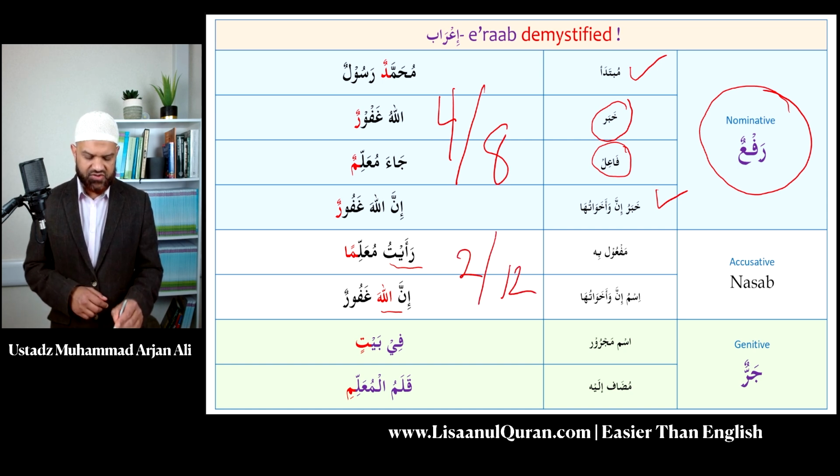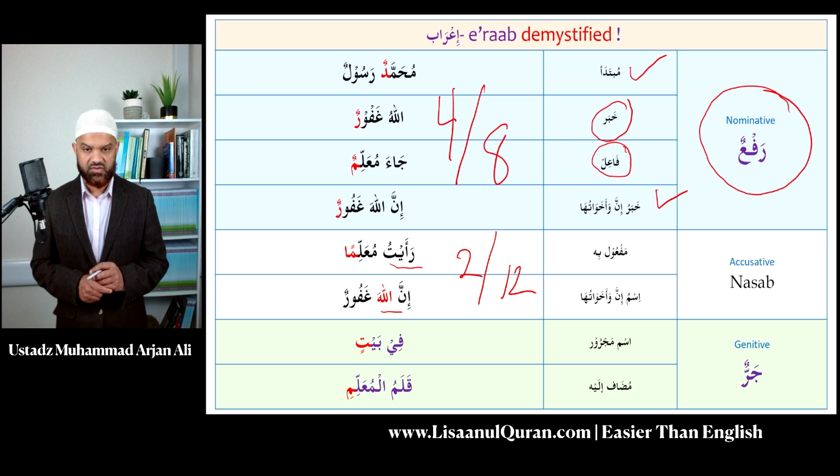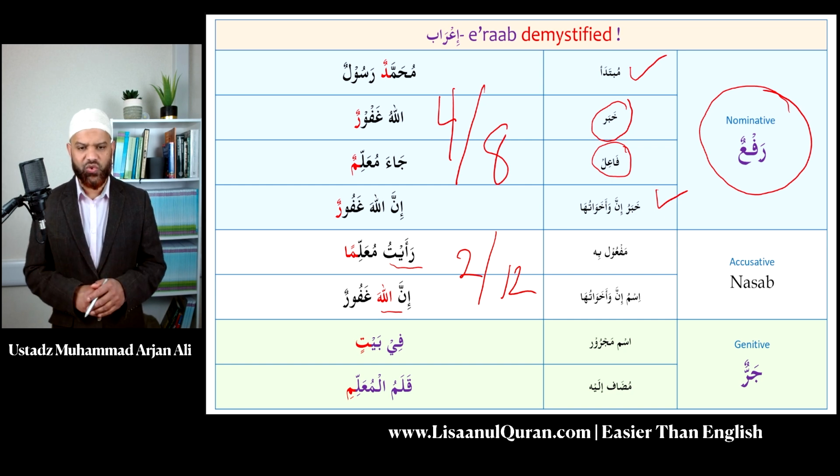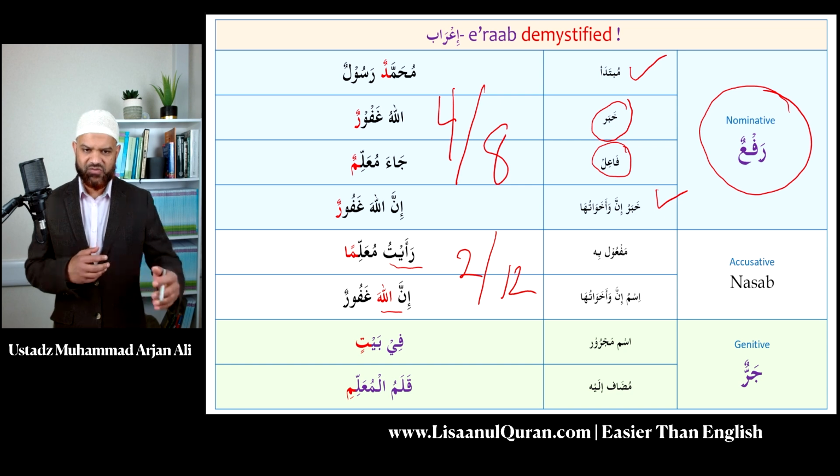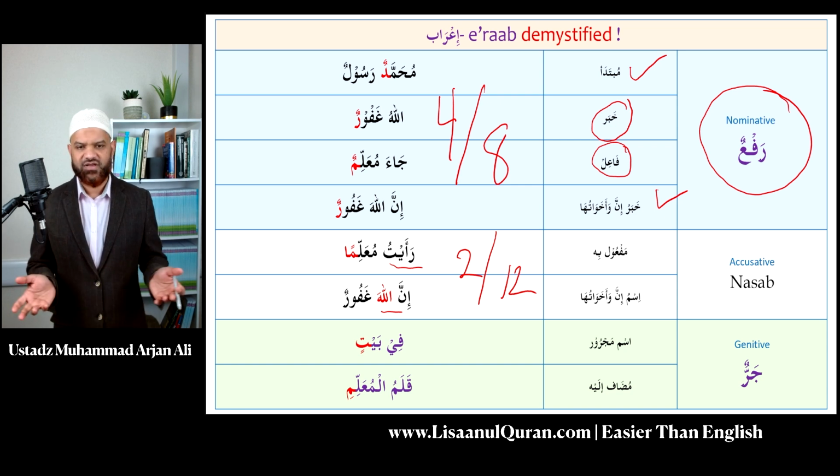As far as nasab is concerned, there are 12 in total in the Arabic language. Inshallah, we're going to go through all of them, so don't worry. But this approach is the best. If I give you a list at the beginning with 12, you'll not be able to recall a single one. So let's go to the jar now.